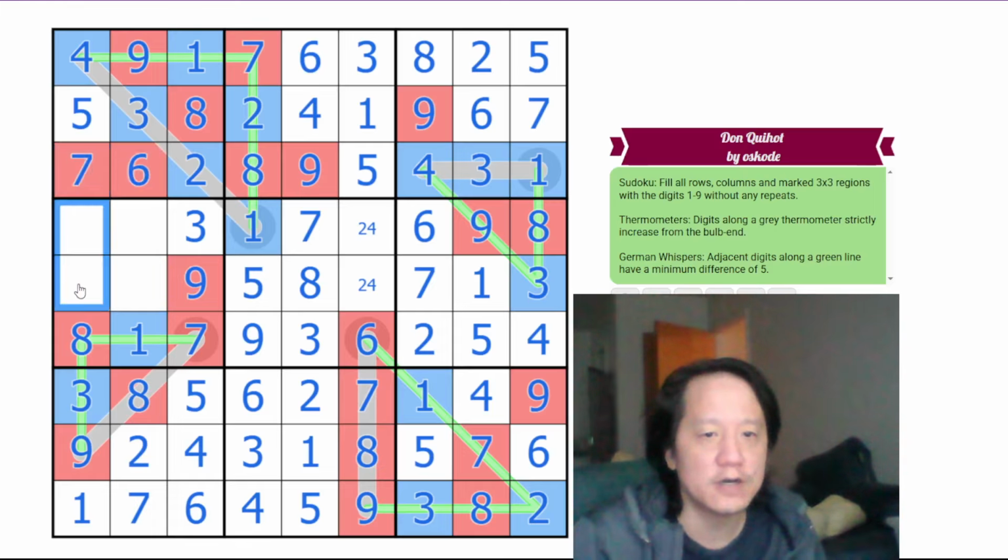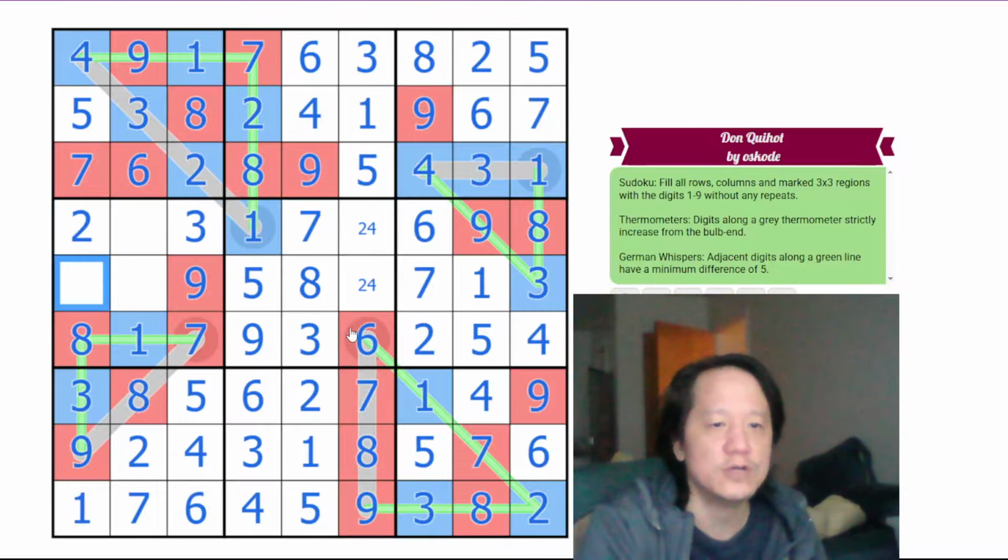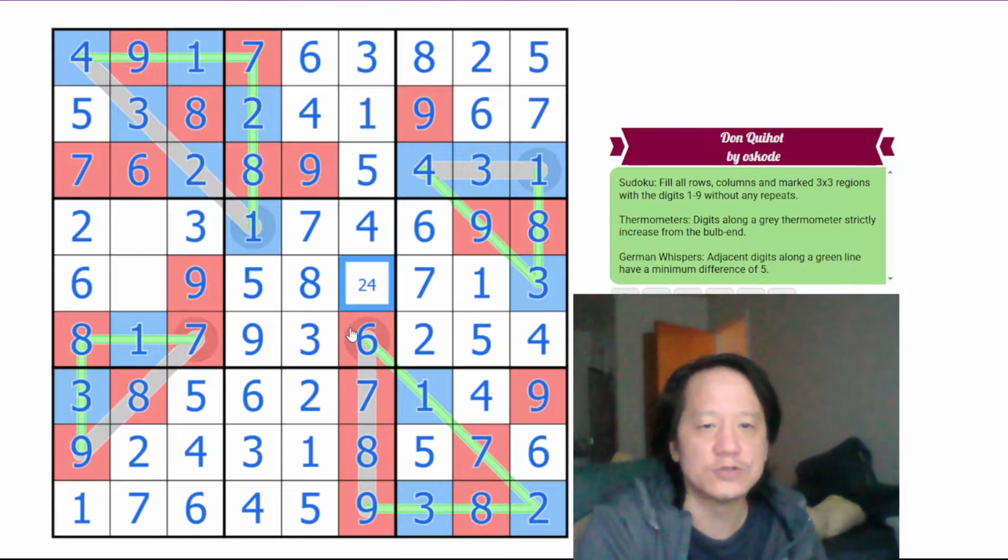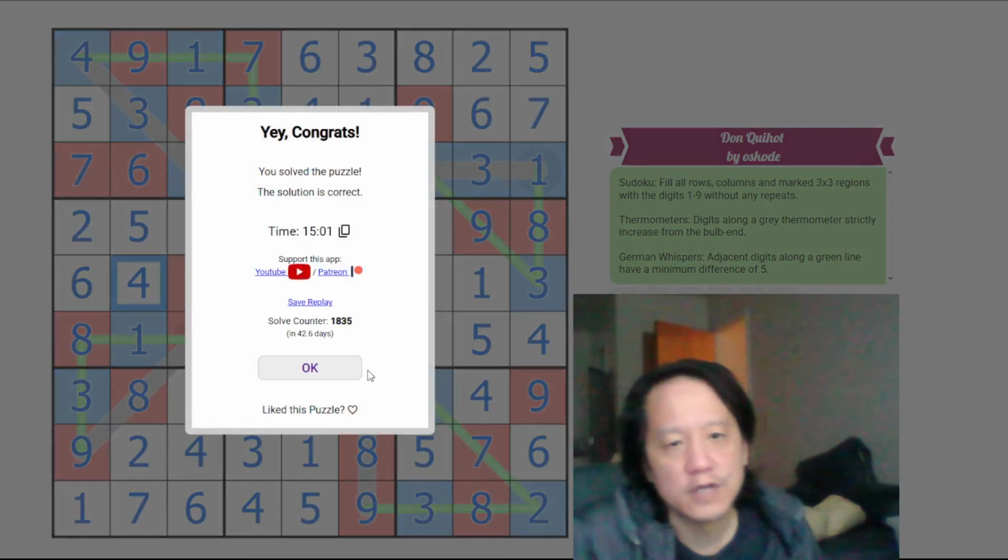Remaining digits in column 1 are 2 and 6. 6 can't be here because of 6 in the row, so this is 2. That's 6. 2 eliminates 2 here, so it's 4 and 2. That leaves this digit as 5 and this digit as a 4. And that's a solution.